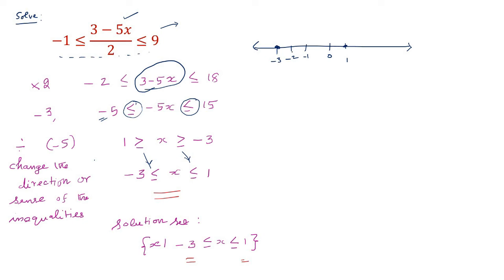And all these things from here to here, including the endpoints, is the solution set. Okay, this is the solution set. This is a line graph. Okay, understood? Thank you.